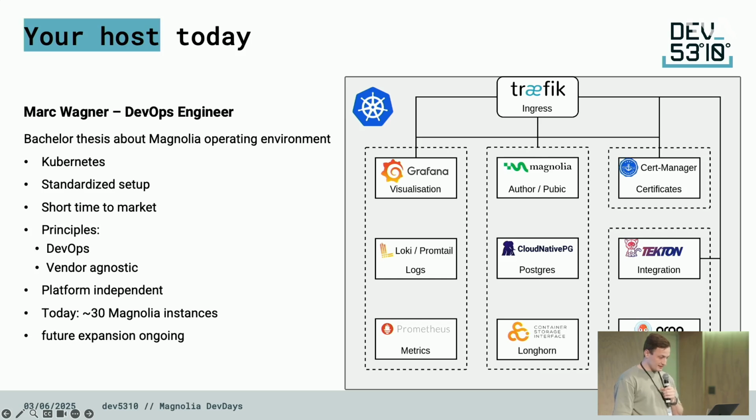Besides Magnolia and its persistent services, the environment consists of a certificate management environment with Cert Manager, continuous integration and delivery workflows with Tekton and Argo CD. Of course, the persistency layers with the cloud-native Postgres operator, a storage interface with Longhorn, and a simple observability stack with Grafana, Loki, and Prometheus.